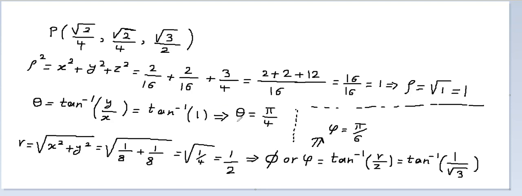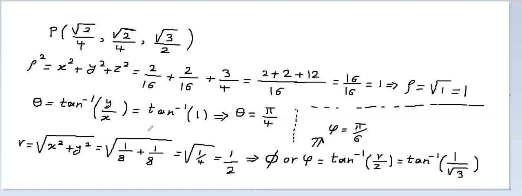So we have two answers here. One is pi over 4, the other one is pi plus pi over 4. But since the image of the point onto the xy plane is located in the first quadrant, or totally the point is located in the first octant, the answer we are looking for is theta equals pi over 4.